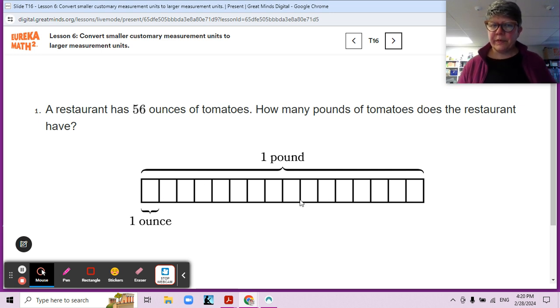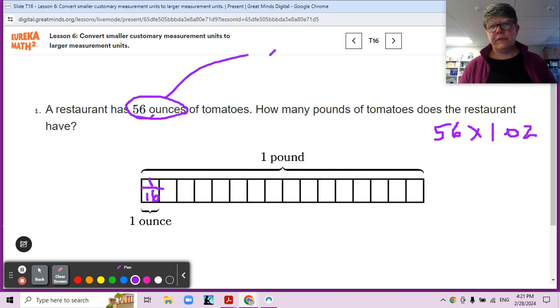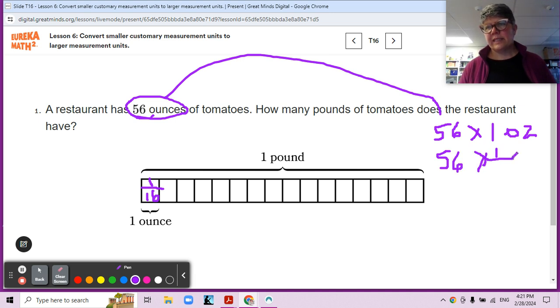16 ounces in a pound, so 1 ounce. Now, if we're thinking about what we've been working on, this 1 ounce is 1/16 of a pound, right? Okay, very good. So let's write our conversion factors. 56 times 1 ounce. That's the same thing as 56 ounces, right? 56 ounces, 56 times 1 ounce. Now we can convert it. 56 times 1/16 of a pound. And remember, pound can be abbreviated LB.